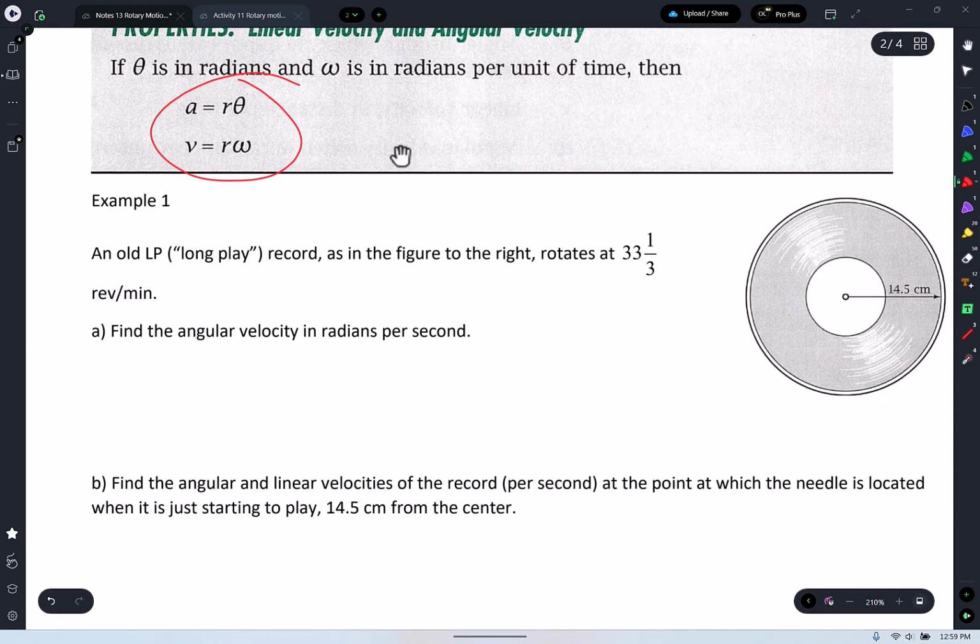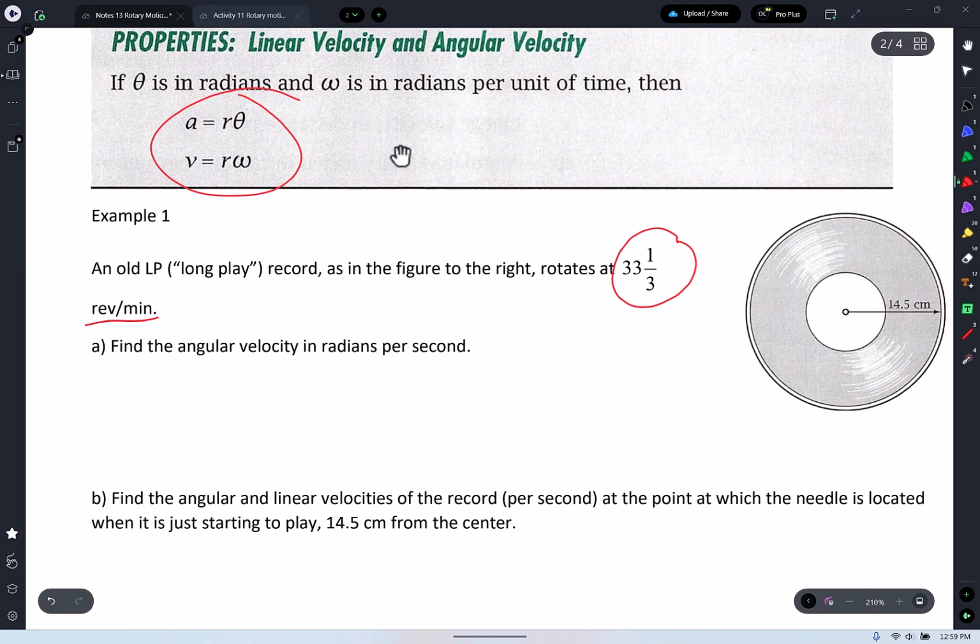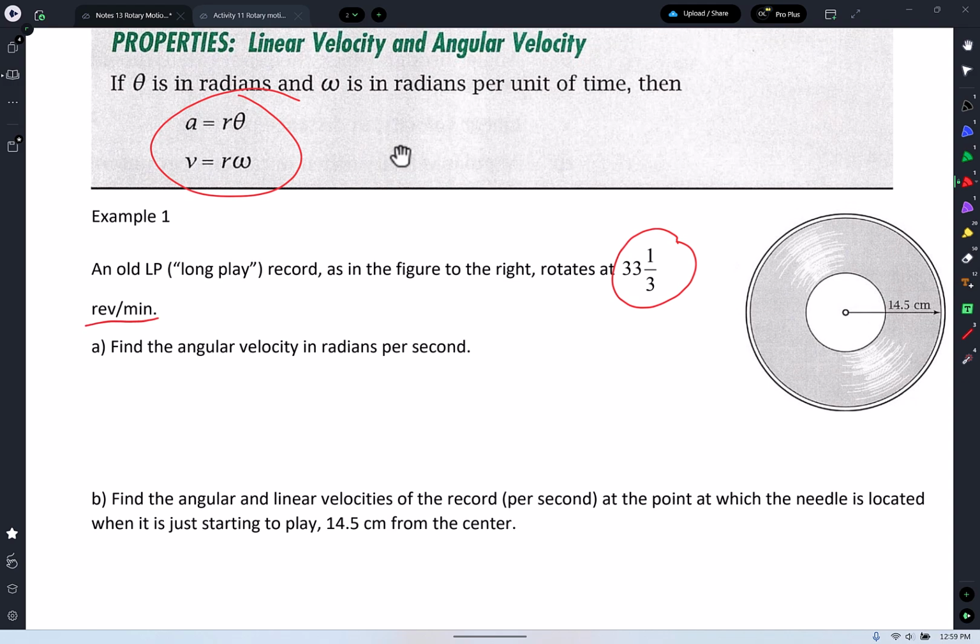So look at question number 1. It says an old long play record, as in the figure to the right, rotates at 33 1/3 revolutions per minute. So next time I'll push this record a little more to the right so the rev per minute can come out over here. But there it is, revolutions per minute. So this is an example of angular velocity. So it says find the angular velocity in radians per second. So all they want me to do is to translate this 33 1/3 revolution per minute into radians per second.